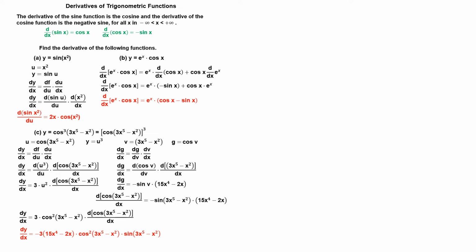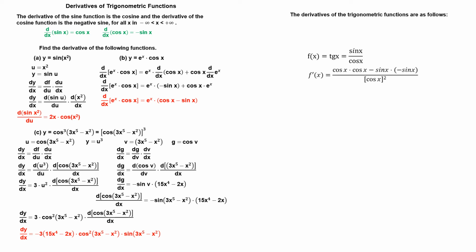Let us find the derivative of the tangent function. We begin by expressing the tangent of x as the quotient of sine of x and cosine of x. We now apply the quotient rule and then we use the Pythagorean identity to obtain the derivative of the tangent function. The derivatives of the remaining trigonometric functions may be obtained by using similar techniques.